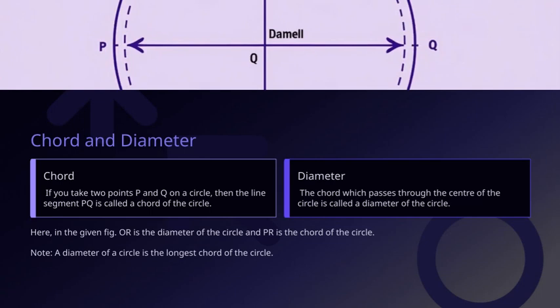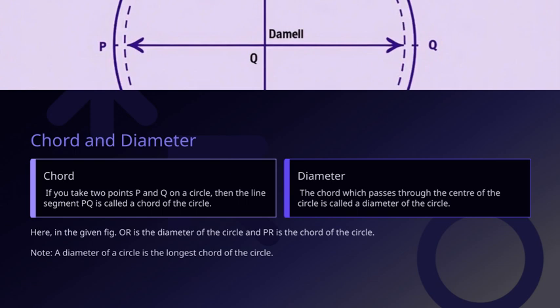The chord which passes through the center of the circle is called a diameter of the circle. Now, a diameter is a special kind of chord because it actually passes through the very middle point of the circle, which we call the center. It's important to remember that a diameter is actually the longest possible chord in a circle. In the diagram, for example, OR is the diameter of the circle because it goes straight through the center.